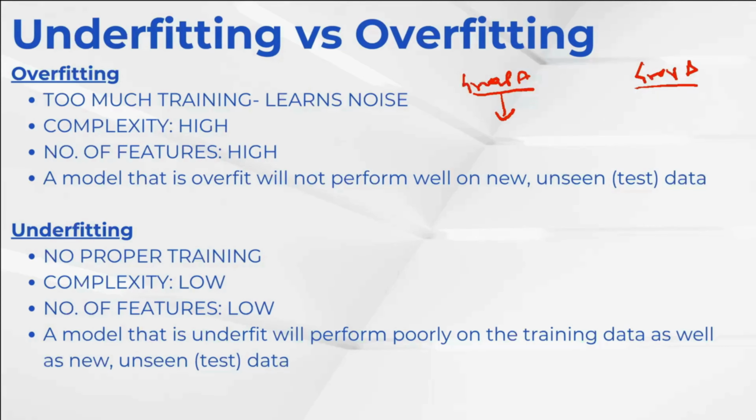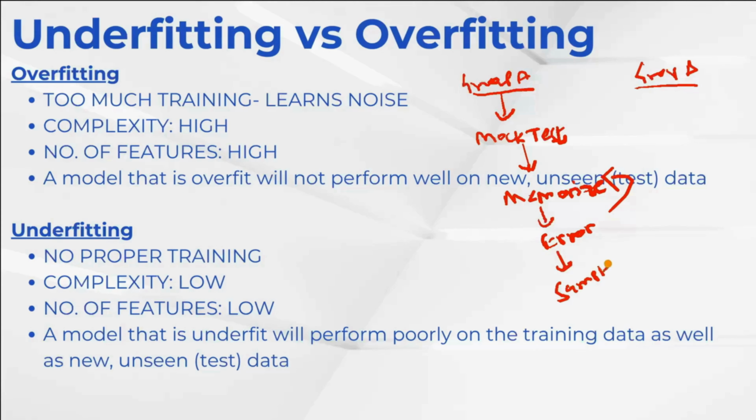Group A students, what they do is they will take the mock test very seriously. They will try to memorize everything. Even if there is any error in the mock exam, they will try to again memorize it. So what happens is they perform very well on the sample test, right? They will get very good marks when they attempt the sample test because they have memorized everything.